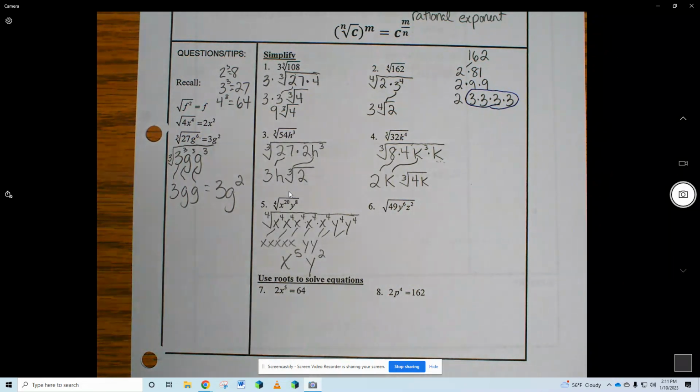Number 6 isn't hard at all. Work on it. I'll give you the answer in like 45 seconds. Go ahead and do number 6.